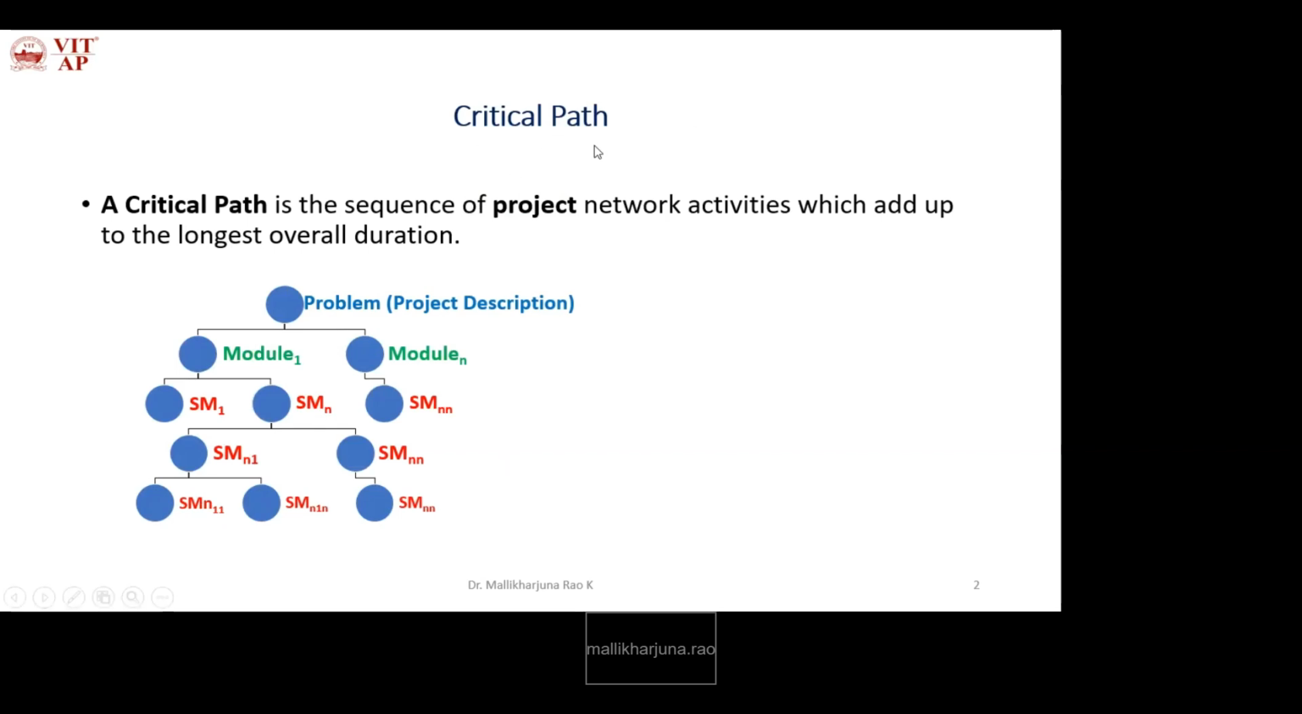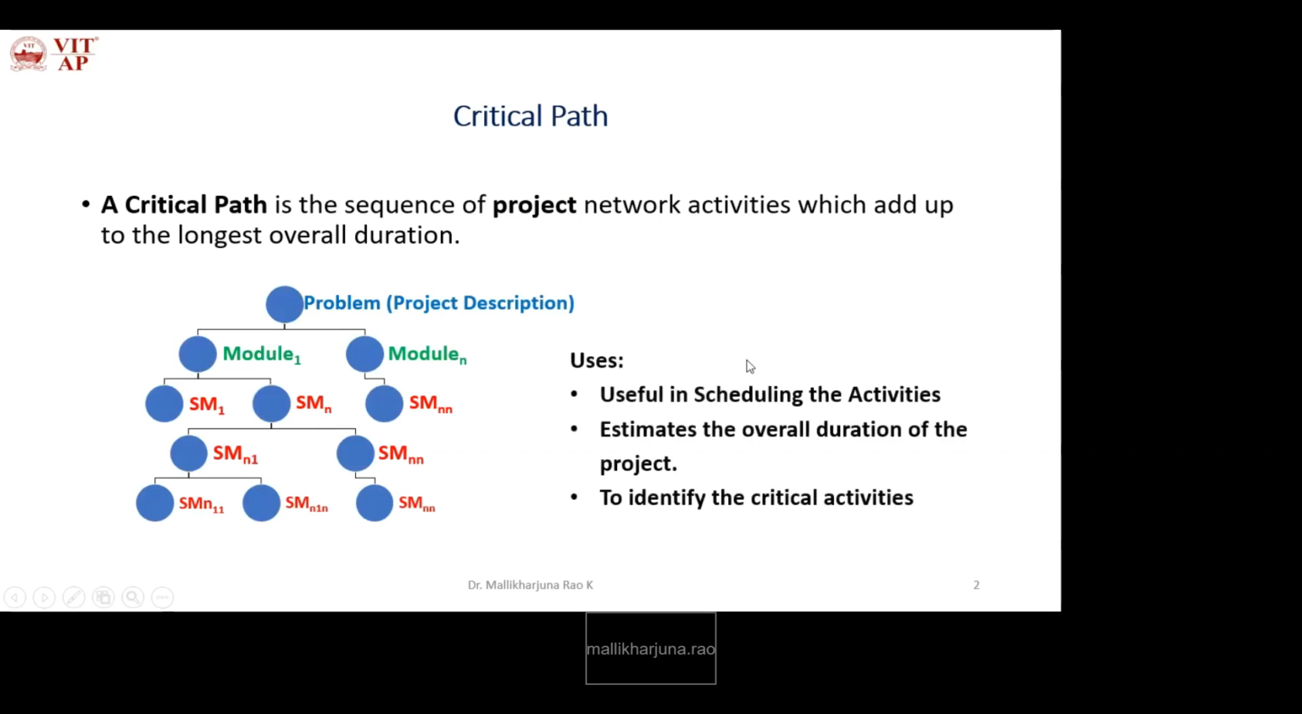So this critical path is used to identify those critical activities. The uses of the critical path: it is useful in scheduling the activities, from top to bottom, from project level to modules, modules to submodules, submodules to sub-submodules, and so on until finding the lower level objects. Effectively scheduling the activities means allotting the start time and end time for all these intermediate project deliverables, then it estimates the overall duration of the project. That is the maximum time that we can use to finish this project.